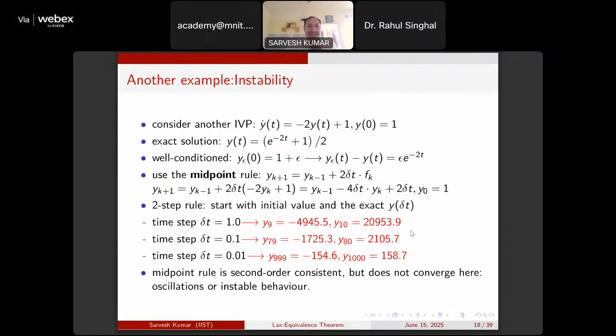So let's take another example of stability. Suppose I take this linear problem, y' = 2 - 2y with y(0) = 1, and it has an exact solution. This problem is well posed; if you just perturb by epsilon, then of course the solution will converge to this. So use the midpoint rule. Suppose I use this, and then take different time steps, delta t equal to 0.1 and so on, and then we see the numerical solution. Okay, this is no longer close to the exact solution. However, this is a consistent scheme, but it doesn't have convergence because of the lack of stability.